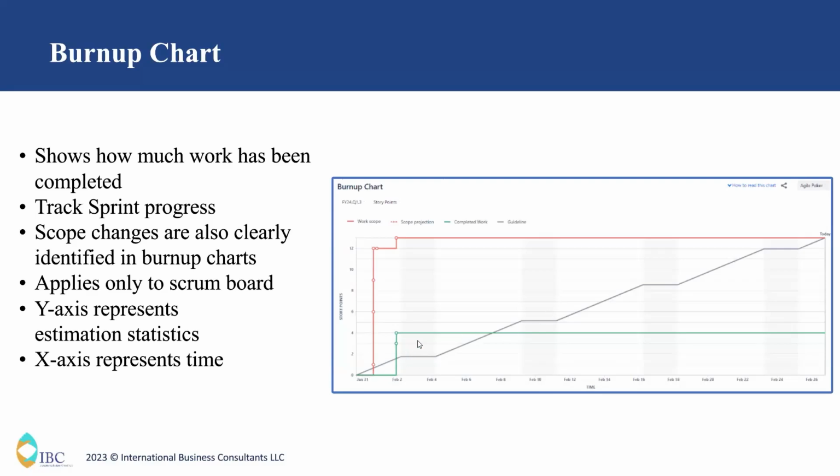The gray line actually gives a prediction of how the team can progress through the sprint. And the red line denotes the scope. So it says by Jan 31, the team planned to complete 12 story points for this sprint. But gradually on Feb 2, the scope is changed to 13 or 14 story points. This is how the burn up chart shows the scope change, but this functionality is not available in burn down chart.